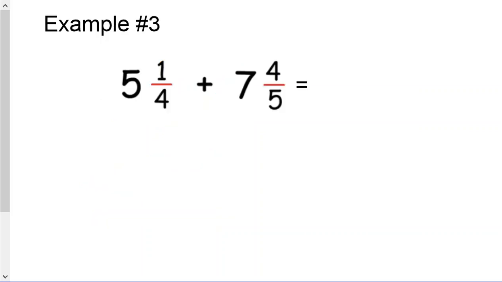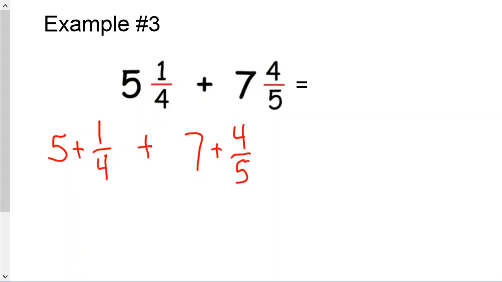All right, example number 3. Here's a situation where we have a mixed number. We have whole numbers as well as fractions. Okay, so we're going to have to do a couple different things as we solve this problem. 5 and 1/4 plus 7 and 4/5. Okay. Another way we can break this apart, and we can look at it as 5 plus 1/4, and then we'll do plus 7 plus 4/5. Okay, now that allows us to look at all of these numbers as separate numbers, and our fractions, we need to make sure that we get them in common denominators.